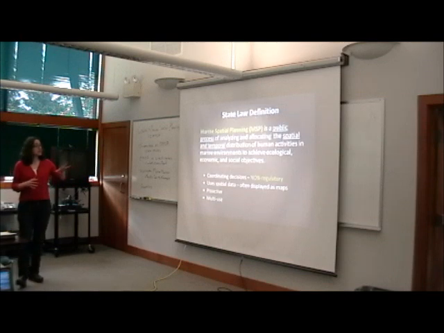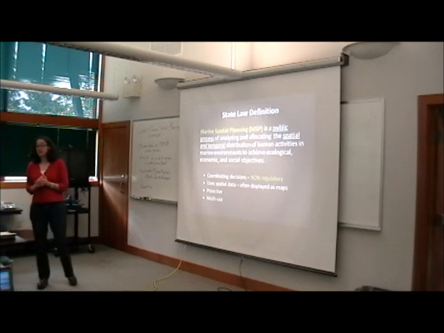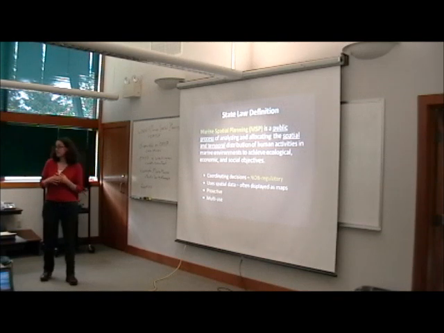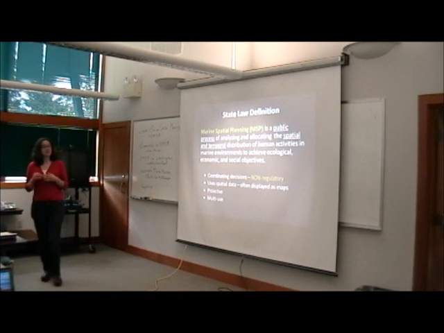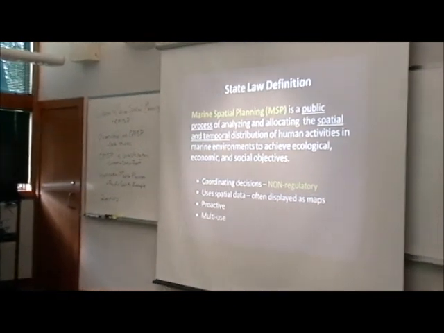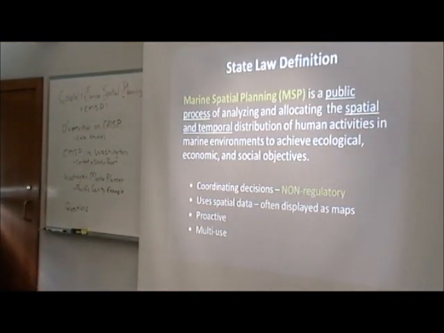So here's the definition in our state law of marine spatial planning. It's a public process of analyzing and allocating the spatial and temporal distribution of human activities in marine environments to achieve ecological, economic, and social objectives. So some key pieces there. Paul talked about the public process. It's a process that requires public involvement and engagement. It also focuses on uses in time and space, so spatial and temporal.